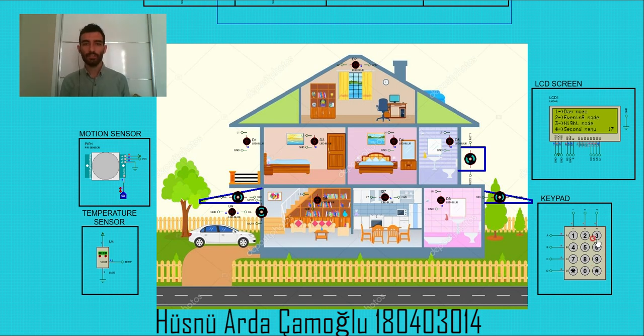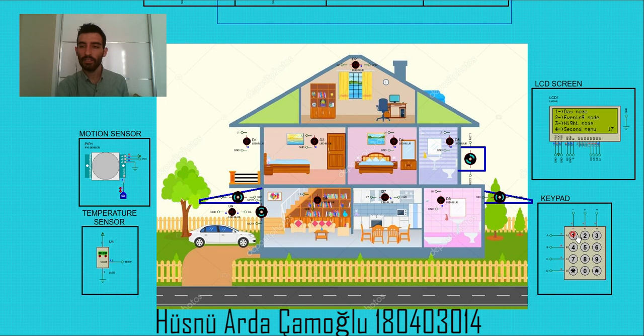Here at the screen, we can see our main menu. We have day mode, evening mode, night mode and the second menu choices. At the right bottom of the screen, we can see the temperature value, which comes from the temperature sensor. Let's start with our first choice, the day mode. If we activate the day mode, the screen will say morning mode on and start the fan of the air conditioner.